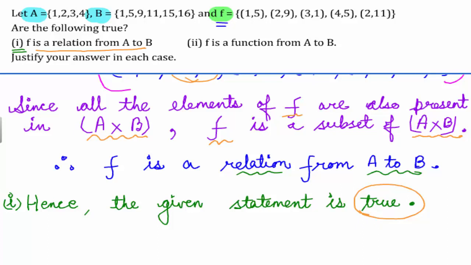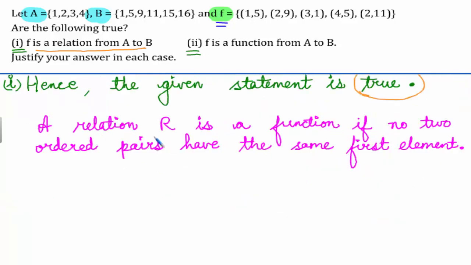Now we have to say whether F is a function from A to B. Now we know that a relation R is a function if no two ordered pairs have the same first element.